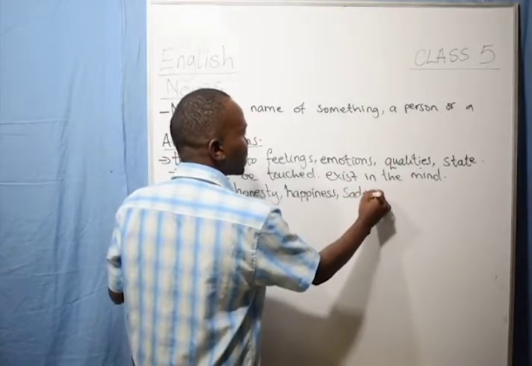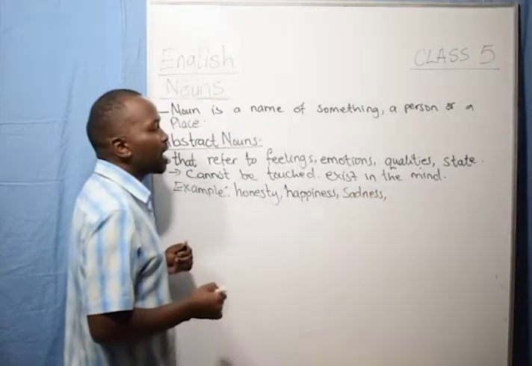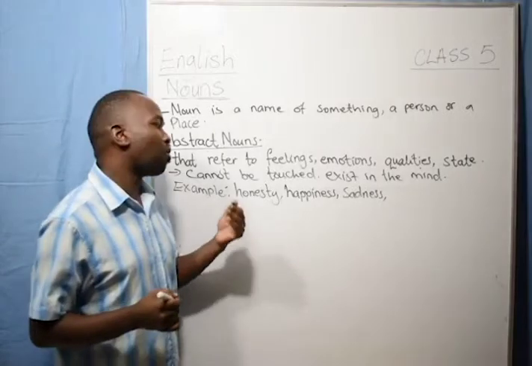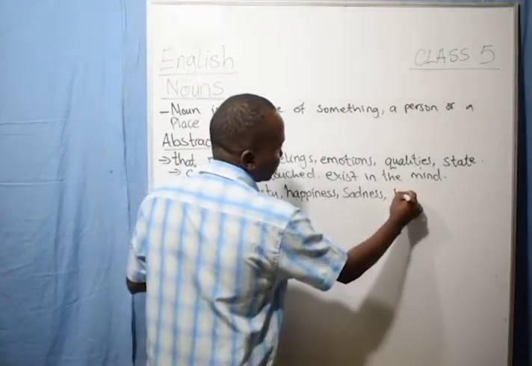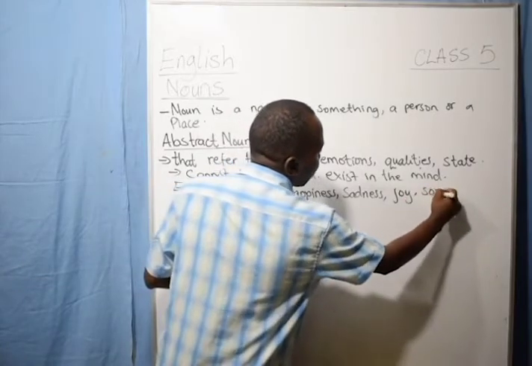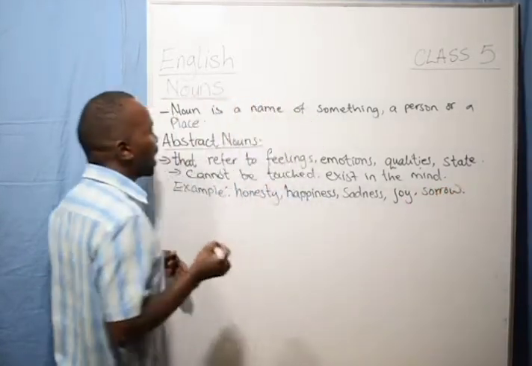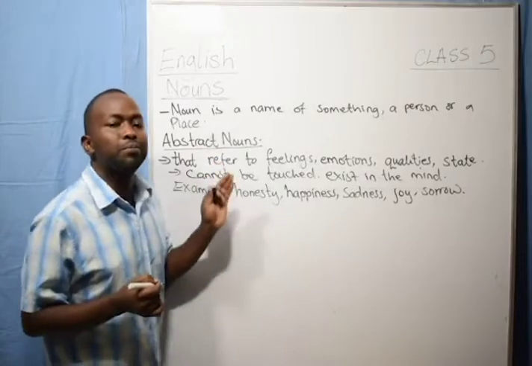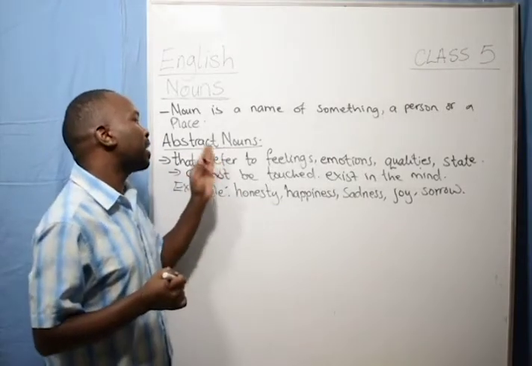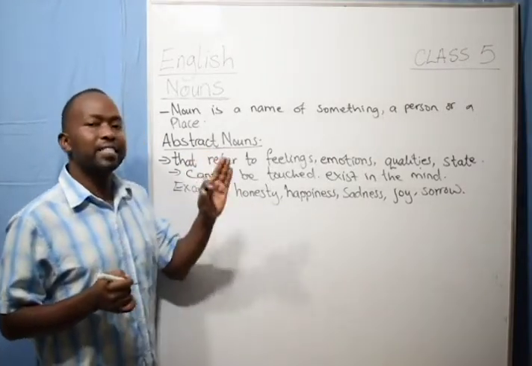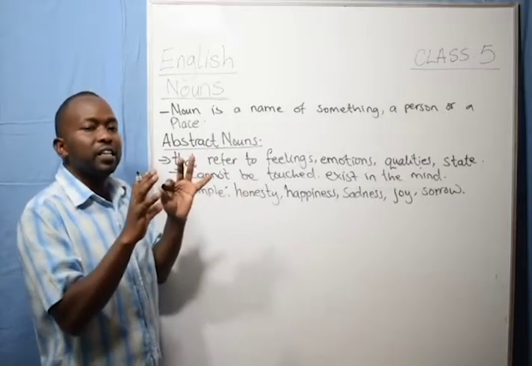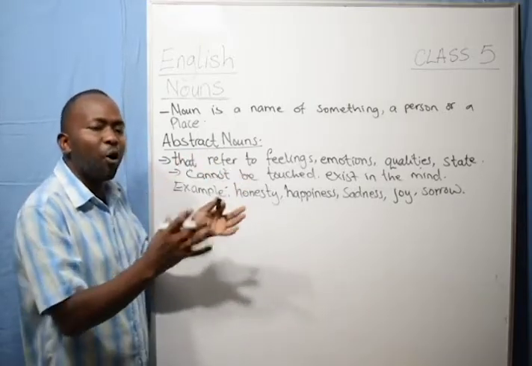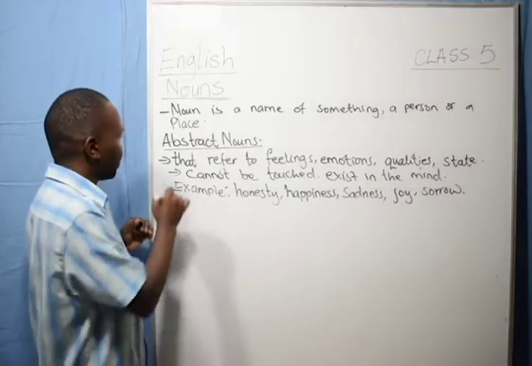Sadness. All these are feelings, qualities of somebody or something. We have joy. Sorrow. So all these are examples of abstract nouns. They are nouns that only exist in the mind. You cannot touch them. You only have a chance of seeing them or feeling them in yourself.